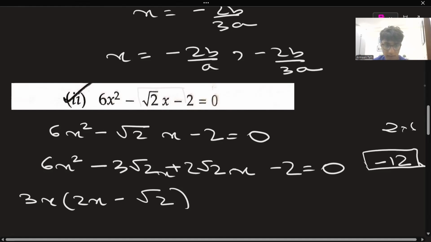6x squared minus 3x times root 2. And over here, if I simply take a 2 out common, I'll be left with root 2x minus 1. But now you will see that the brackets don't match, so you can't take anything out common. So how do you change this? How do you avoid this? And the answer to this question is you have to take a root 2 out common.